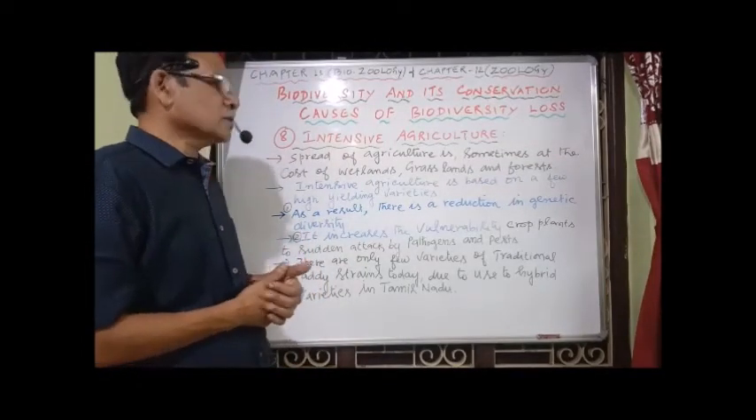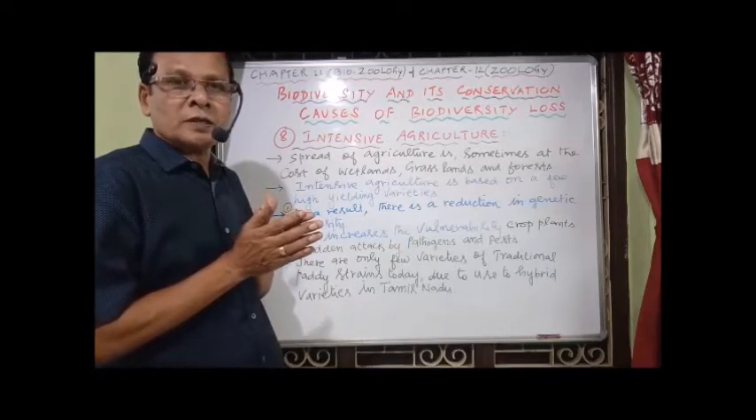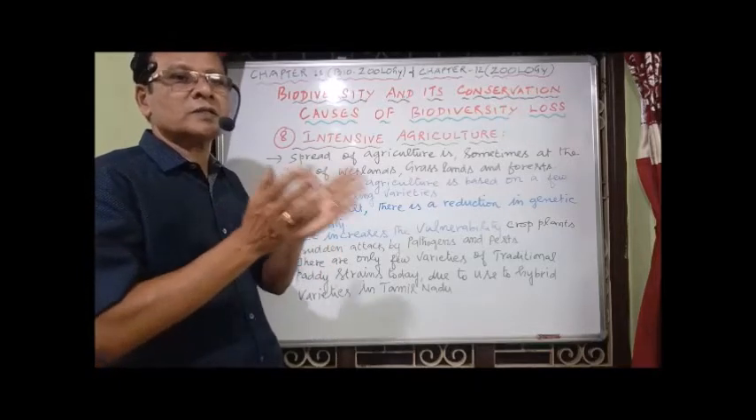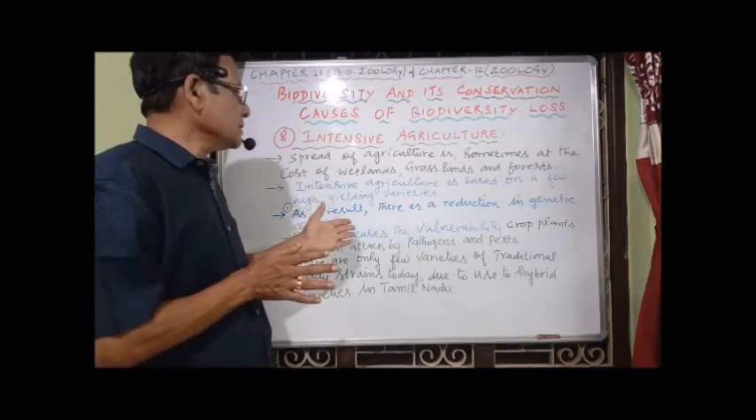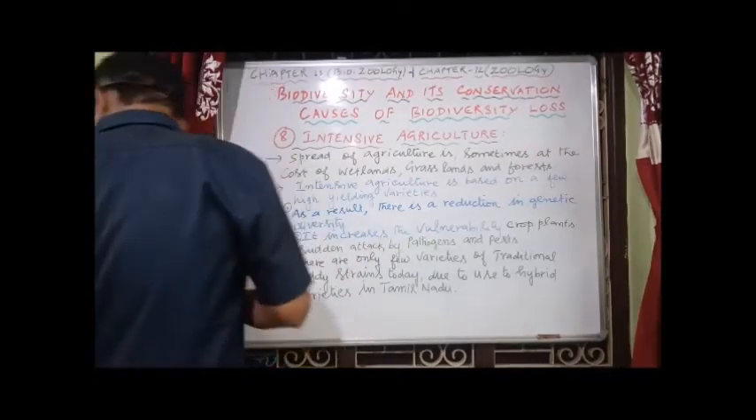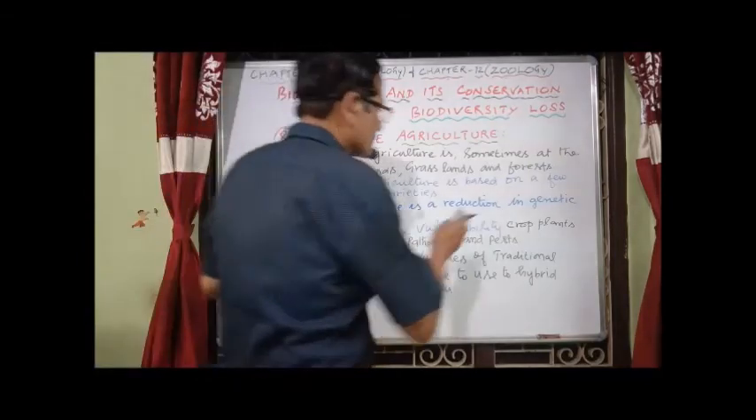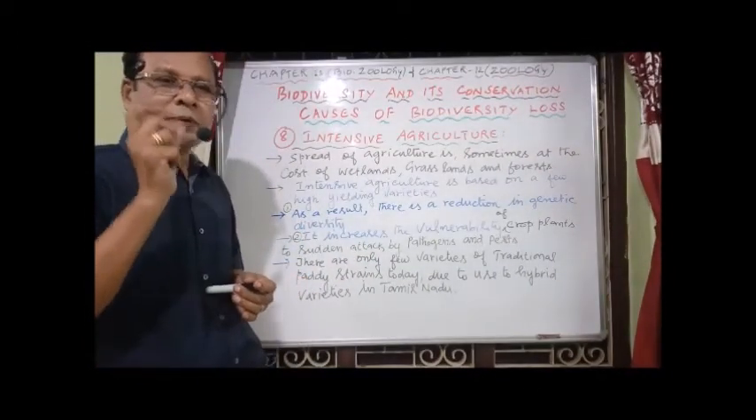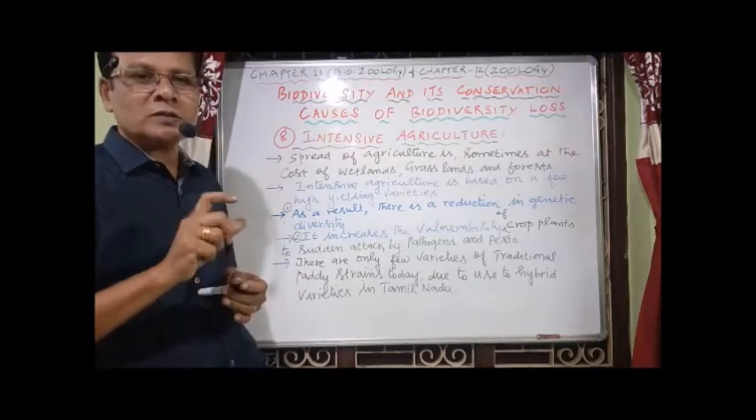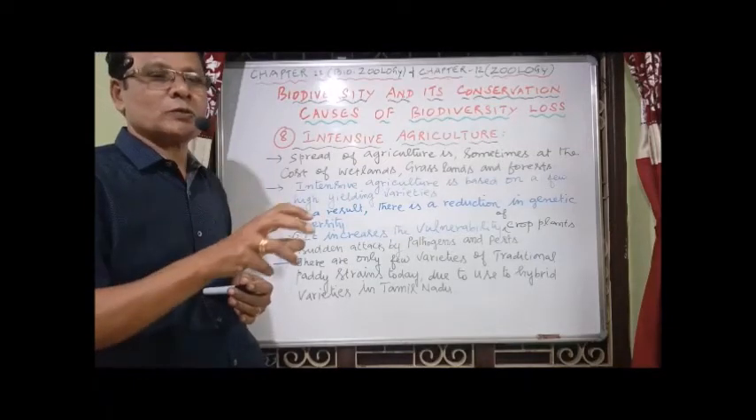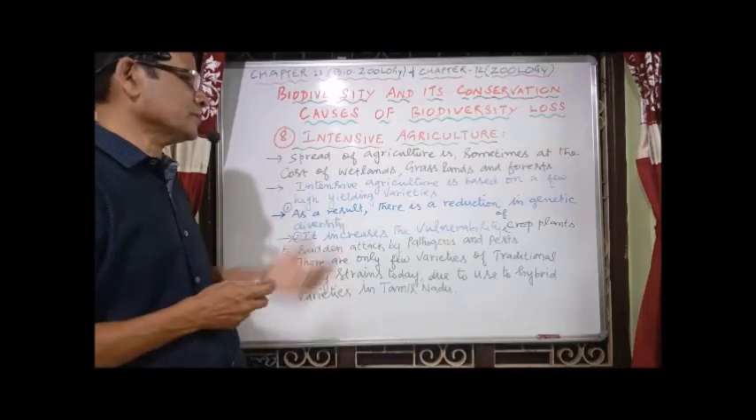Number two, it increases the vulnerability. The species are vulnerable, the plants are vulnerable, not resistant. So it increases the vulnerability of crop plants to sudden attack by pathogens and pests. The plants lose their resistance, that is, they are vulnerable to disease. They are vulnerable to the attack of pathogens and also pests.